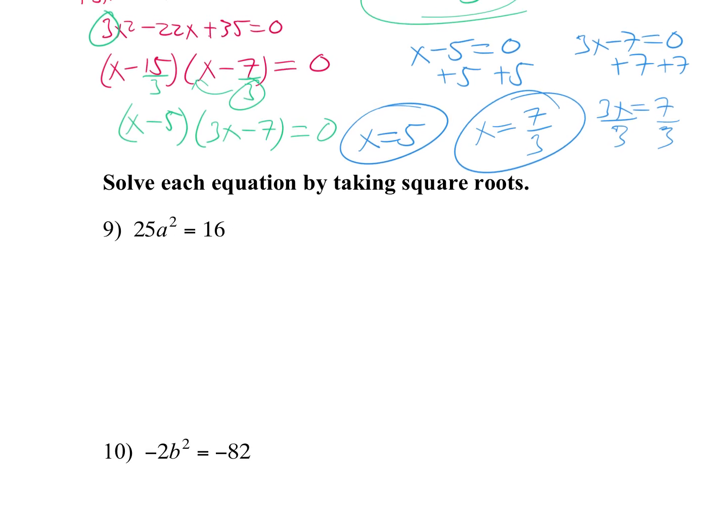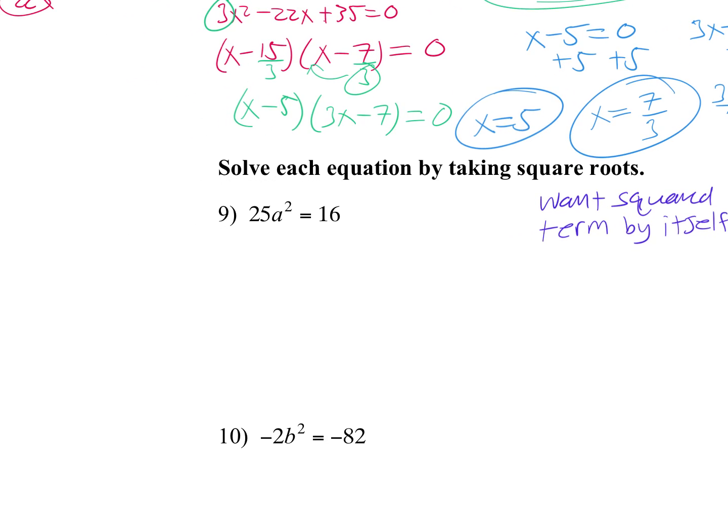To solve by taking the square roots, this one's a little bit different from factoring. We want the squared term by itself. Before, in the factoring section, we wanted the entire equation set equal to 0. This time, look at number 9. Our squared term is a squared, and right now it's not by itself. We need to divide by that 25 on both sides. So a squared equals 16 over 25.